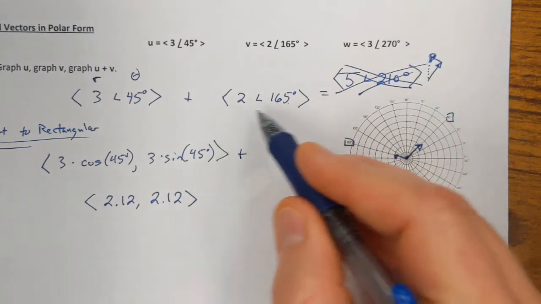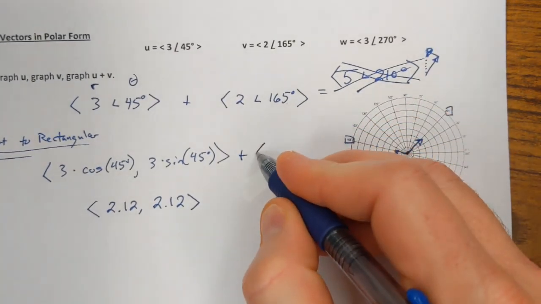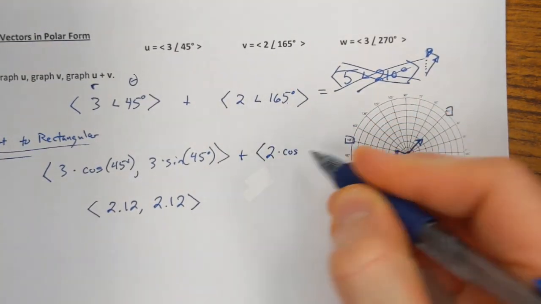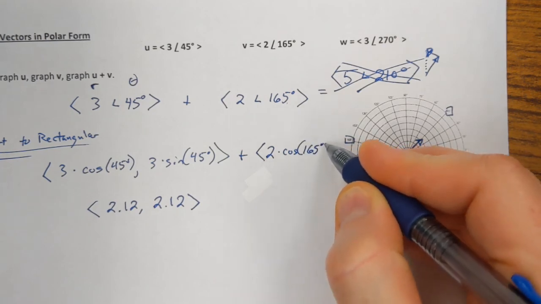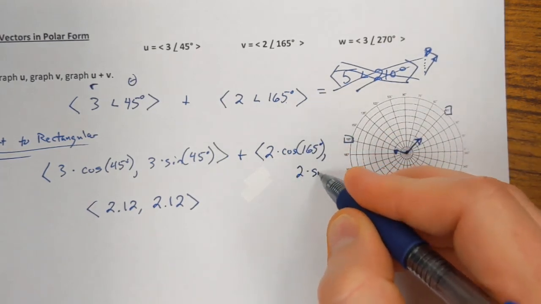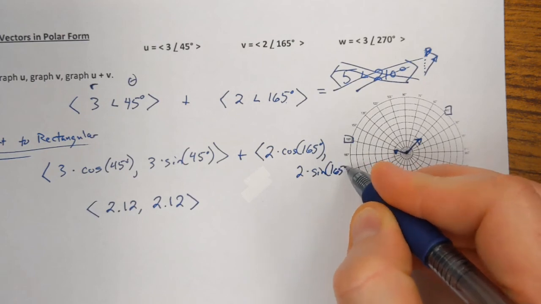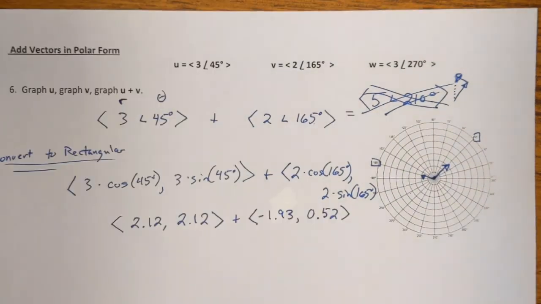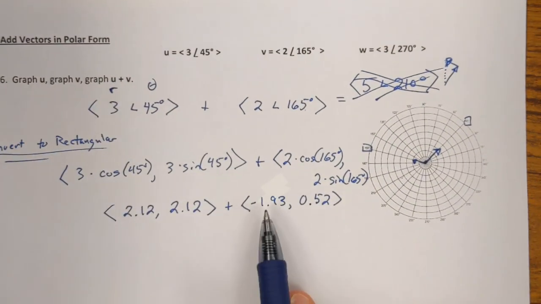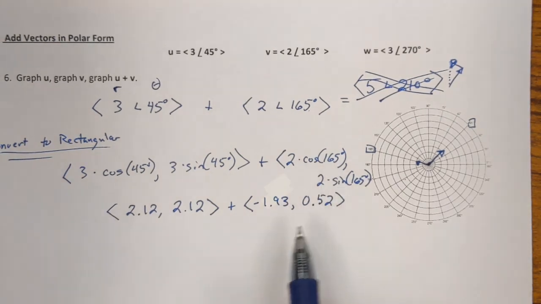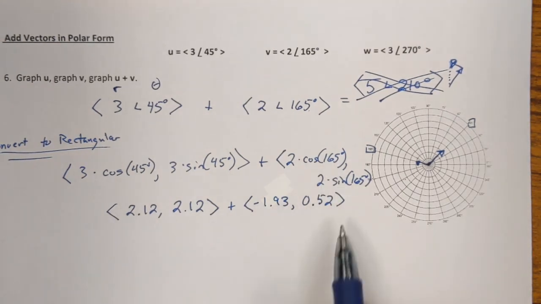All right, now let's convert this polar into rectangular. All we have to do here is 2 times the cosine of 165, comma 2 times the sine of 165. Let's calculate those. And here we go. These convert to negative 1.93 and 0.52.